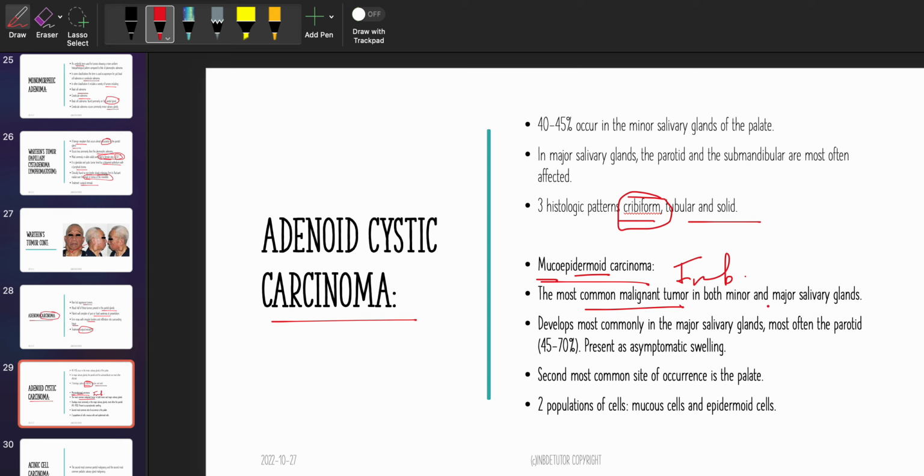It is found both in minor and major salivary glands. It develops most commonly in the major salivary glands, most often the parotid, where 45 to 70% present as asymptomatic swelling. The second most common site, which is the minor salivary glands, is the palate. Two major populations of cells found are the mucus cells and the epidermoid cells.